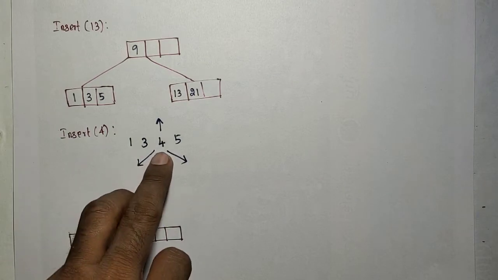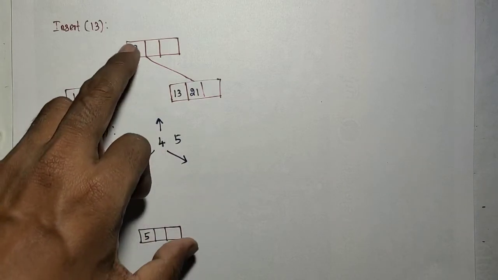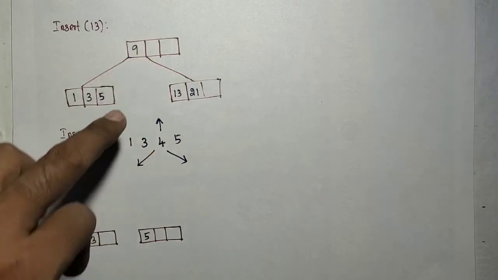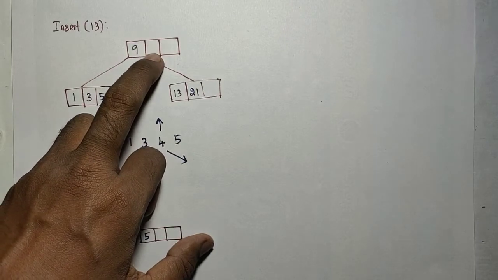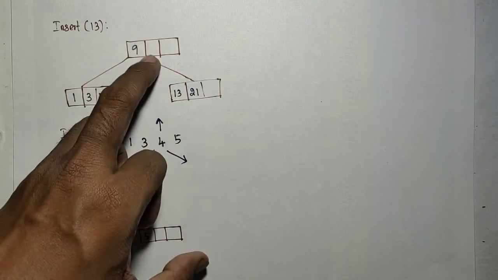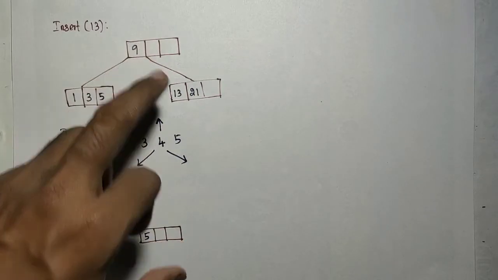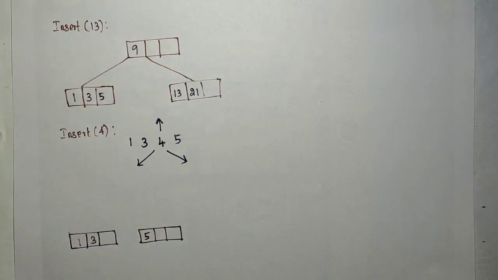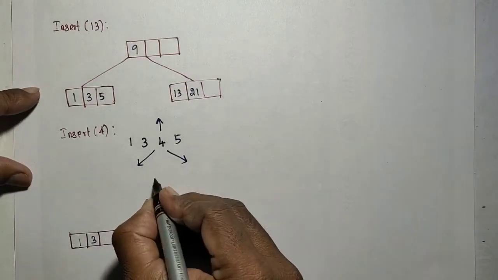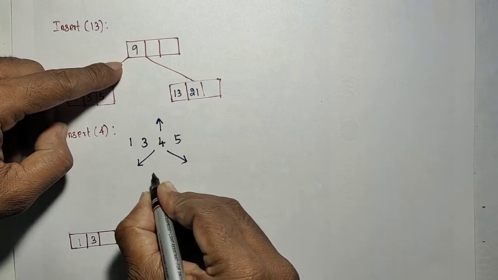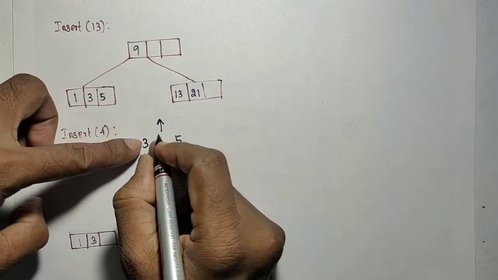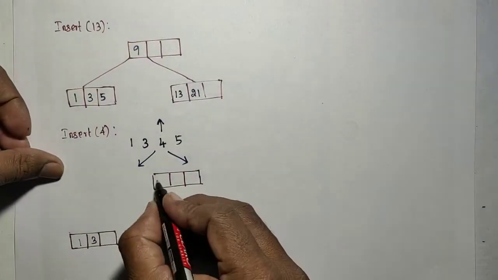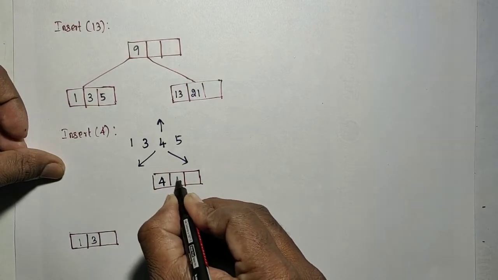But here, when you move the 4 to the previous level, which is the parent of the current node, space is available in that node. Only one element is there, so the 4 can be stored there. It will simply be moved to that node without increasing the level. It already has the 9, and now the 4 is also moved to this level, so it will become 4 and 9.